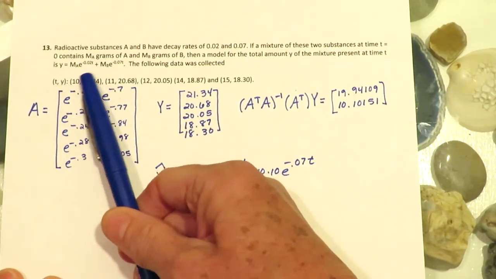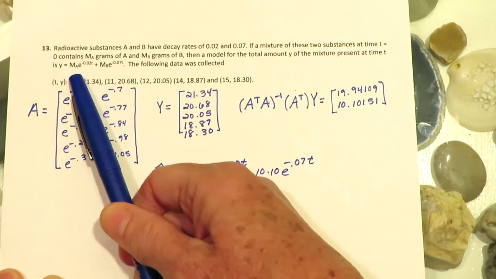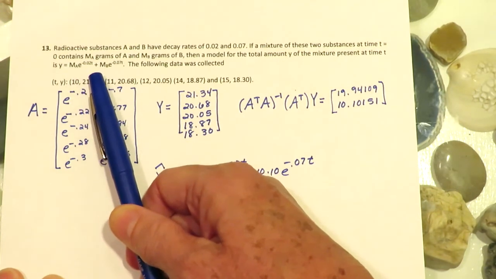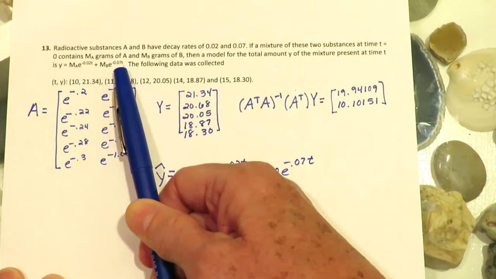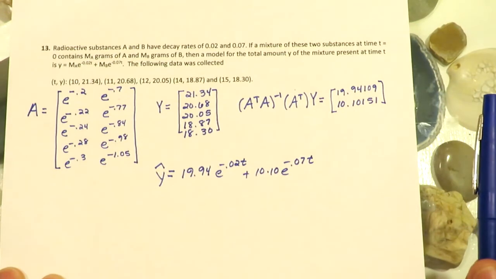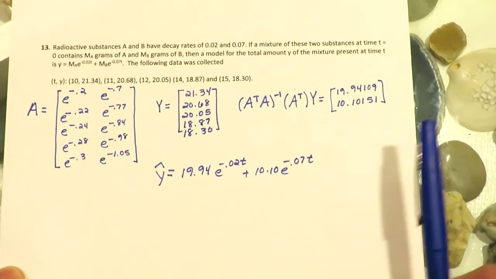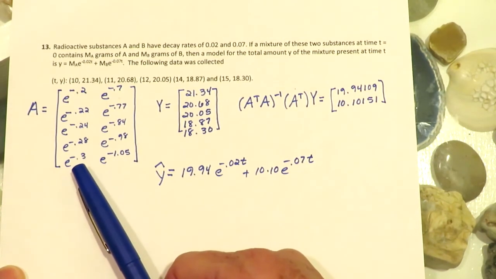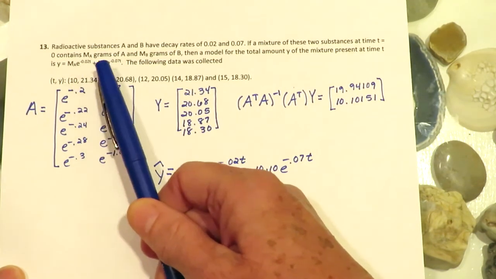So notice we're not trying to fit just a simple line. We're trying to model Y equal to some constant times e to the negative 0.02x plus some other constant times e to the negative 0.07x. And so my graphing calculator's linear regression program is not going to help me in this case, but my normal equations will. So what I do is I plug each of the x's into the function part of this equation.